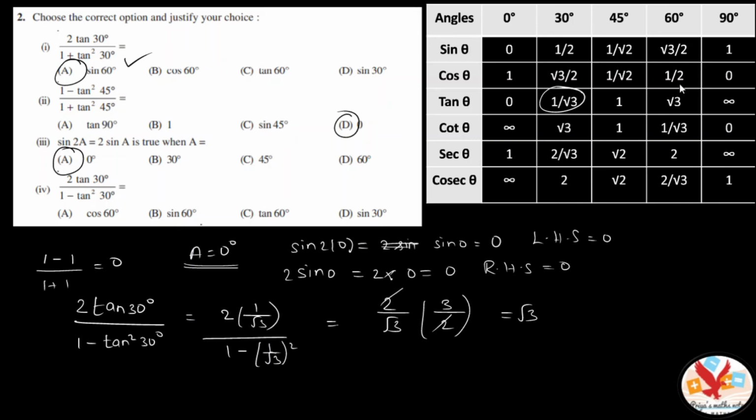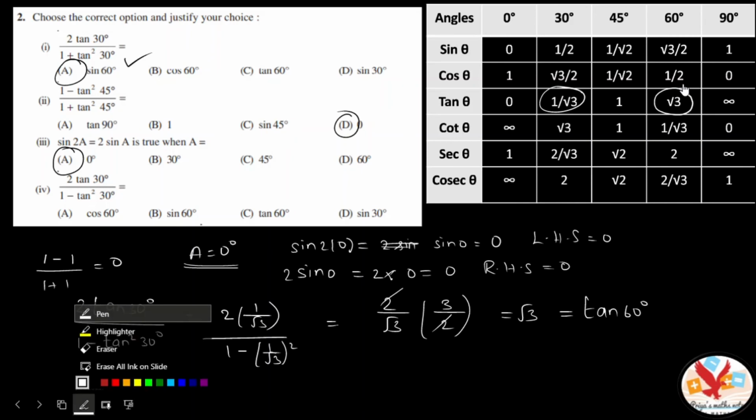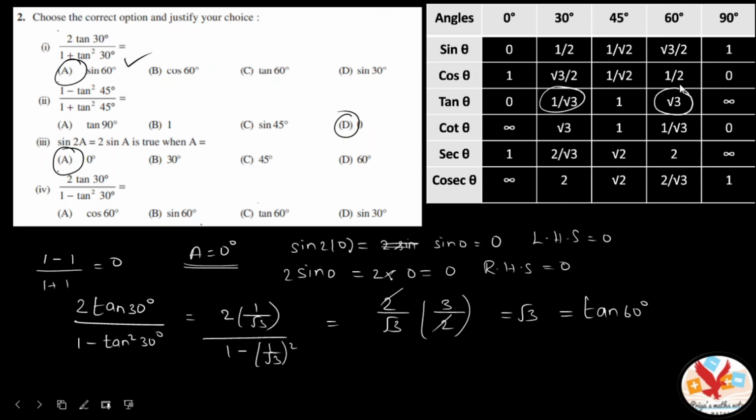Where does root 3 come here? Tan 60 degree is only root 3. Okay, tan 60 degree. Where is that in the options? Option number C is the correct answer.